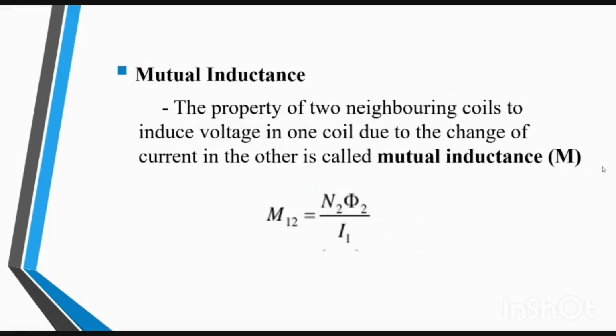Mutual inductance is the property of two neighboring coils to induce voltage in one coil due to the change of current in the other, called mutual inductance M. That is, M12 will be equal to N2 phi 2 divided by I1. That is, the mutual inductance between the two coils is given by the change in flux linkages in one coil due to 1 ampere change in the current in the other coil.